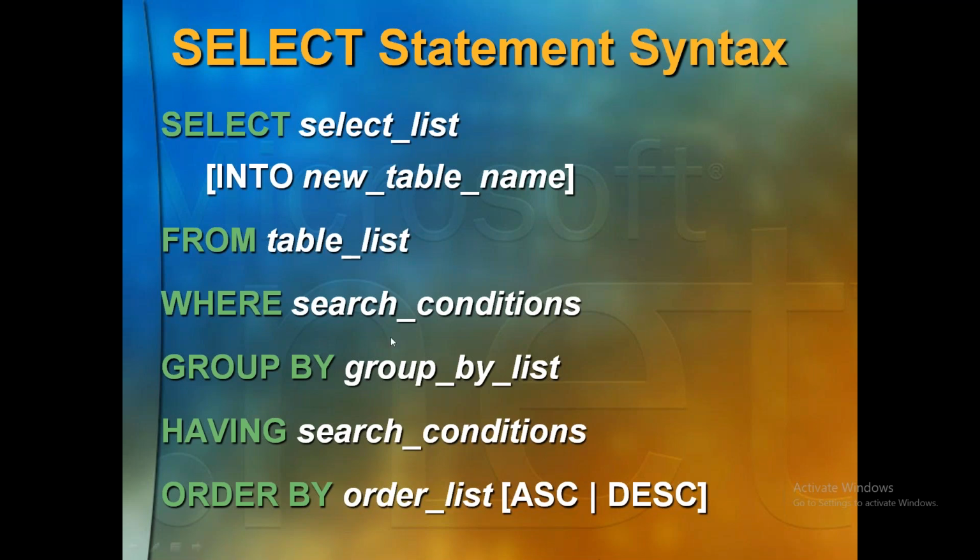That you must use. Select list into new table name. What is into new table name? We'll discuss. From, in the from clause, you can have a table list, where such condition, group by and column list, having again such condition, order by order list, ascending or descending. So this is the complete select statement syntax whenever you go to Oracle or MySQL anywhere.